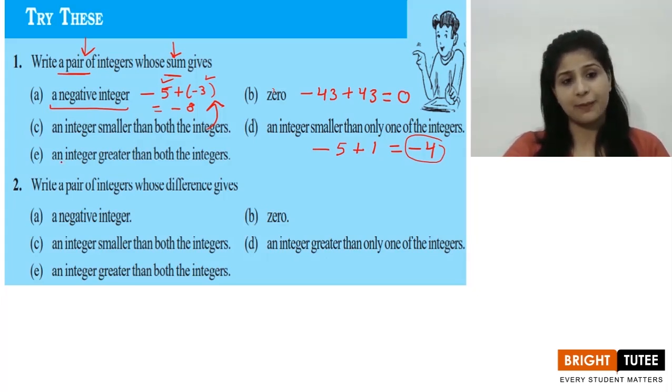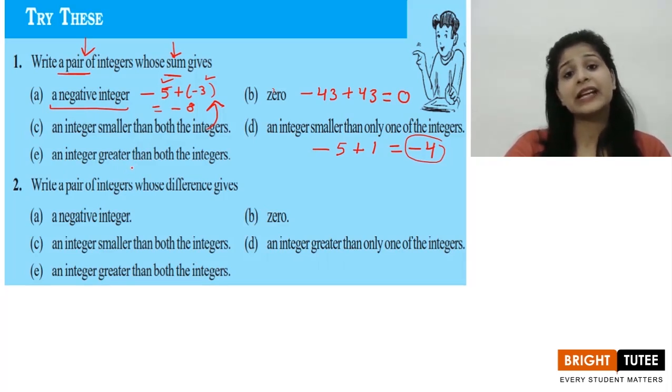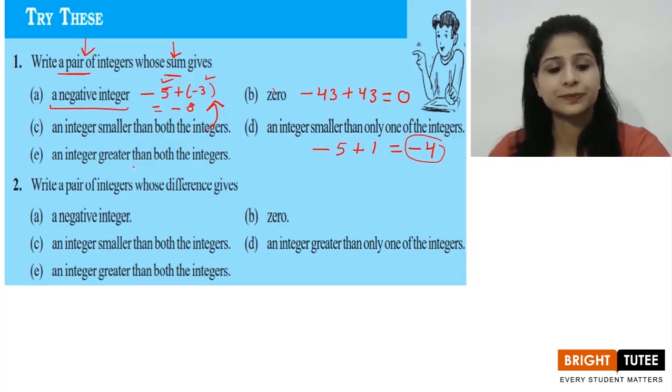In the fifth example, we have to tell an integer. We should get the sum as an integer greater than both the integers. Okay, the sum should be greater than both the integers.